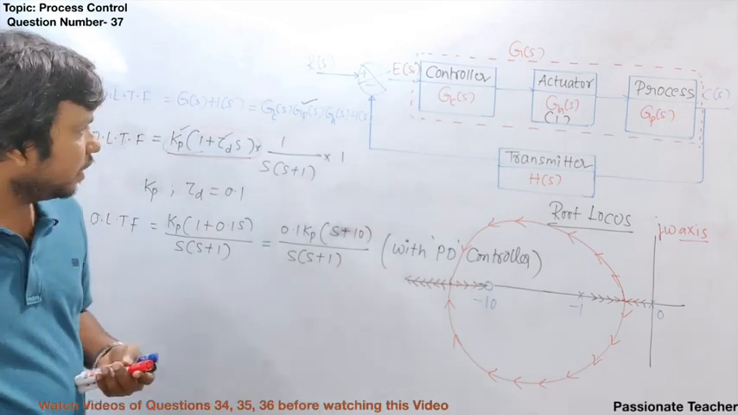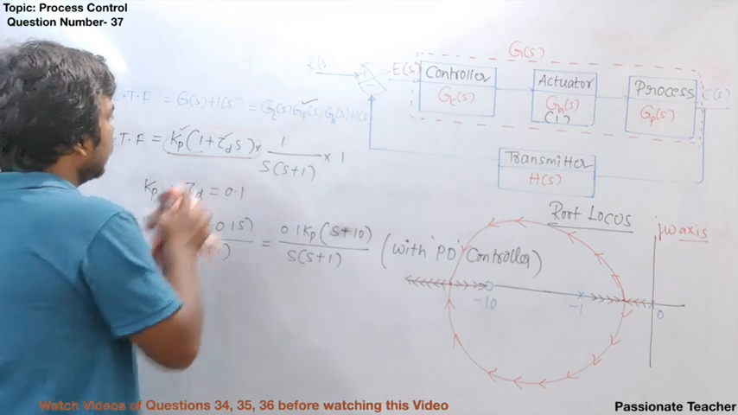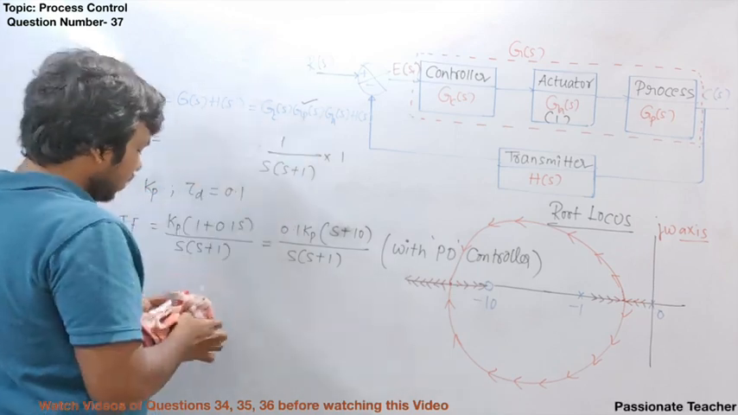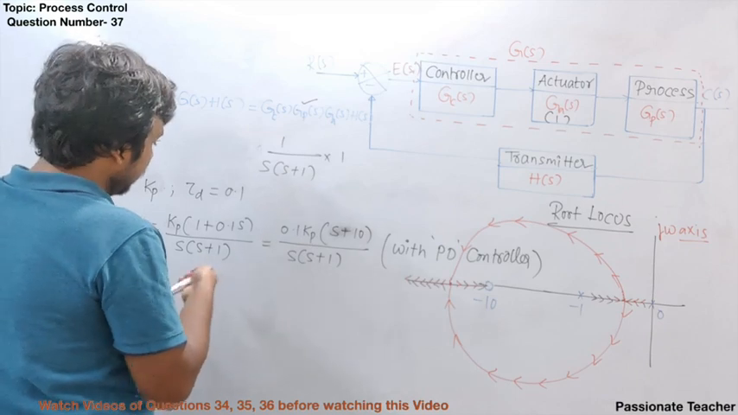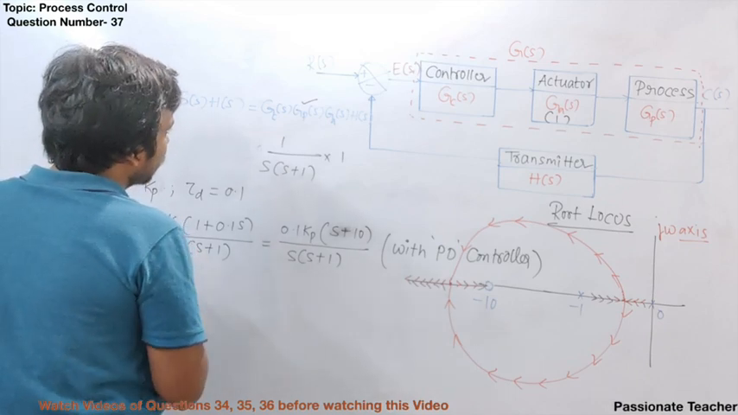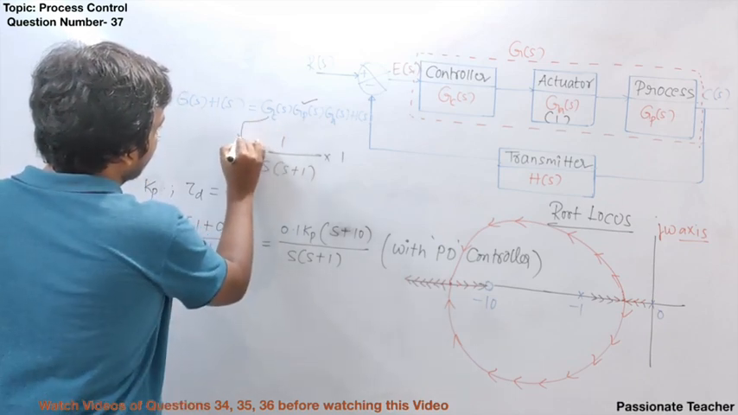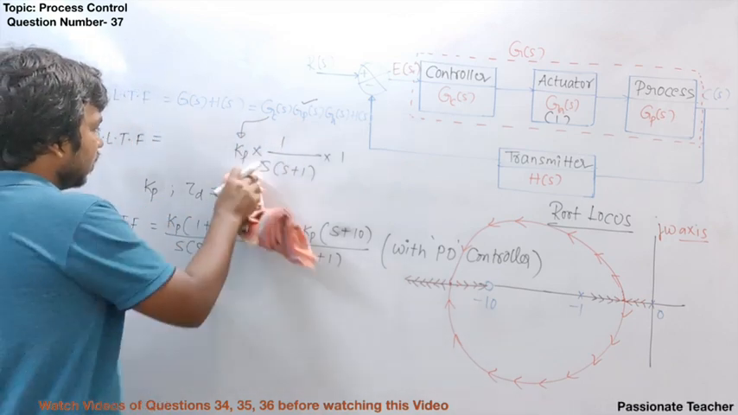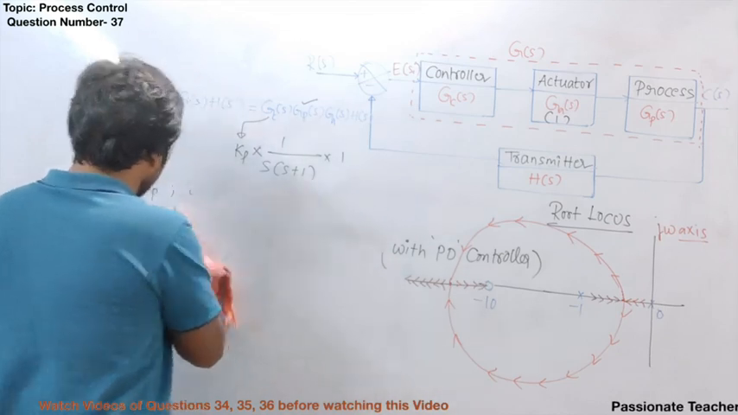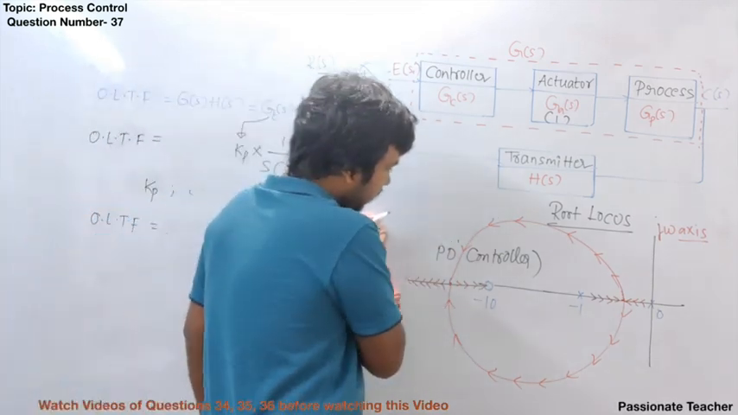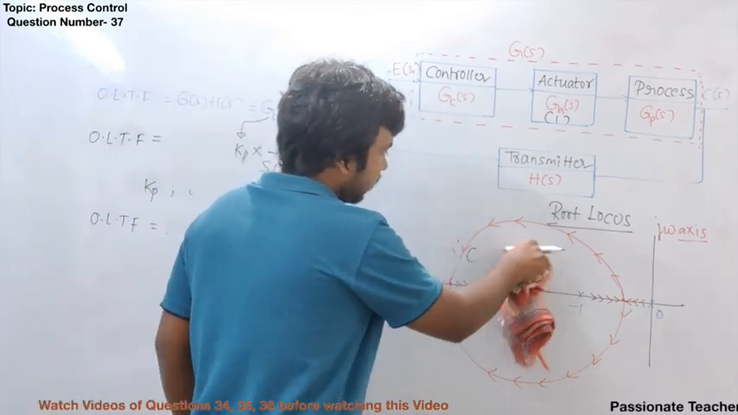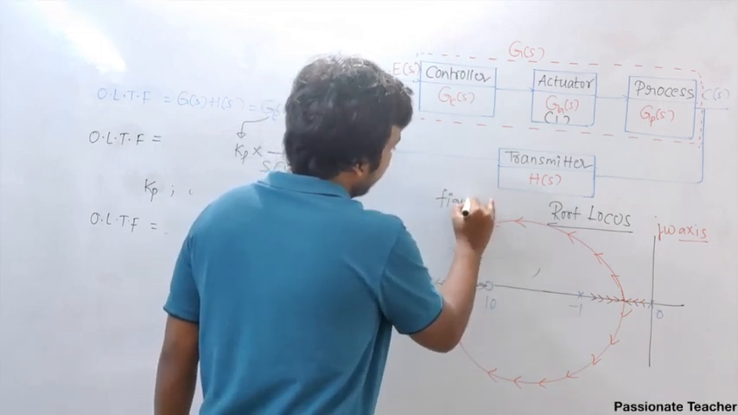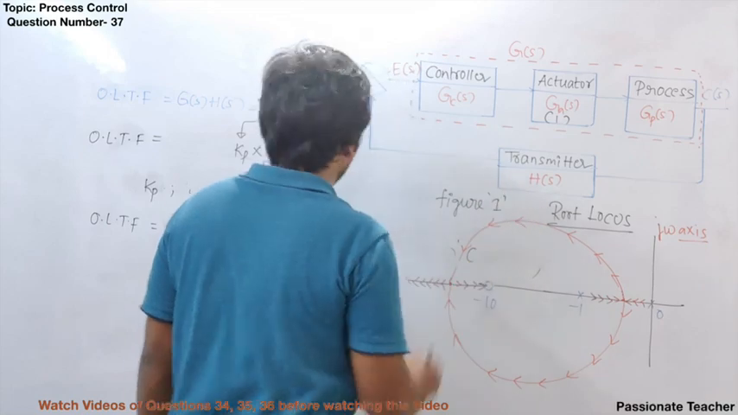Suppose you don't use the PD controller, then obviously you should not have this term, right? So let us say we are using only the proportional controller. In that situation, this could be written as only Kp, right? So then tau d will not be there, and the open loop transfer function looks like this now. So this is with the PD controller. Remember this one as figure 1. Figure 1 is by using the PD controller.